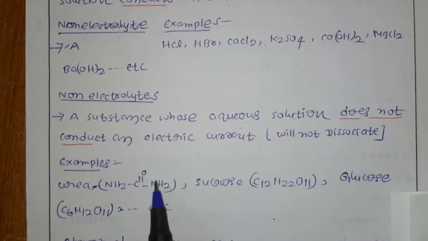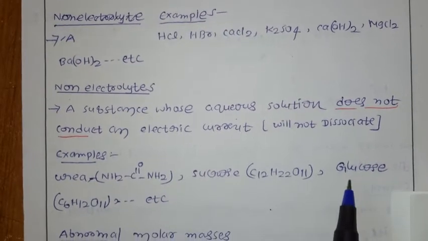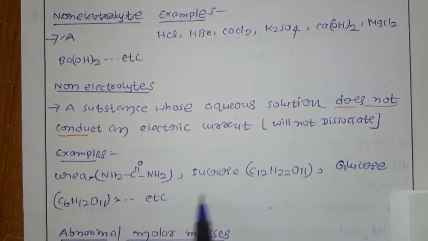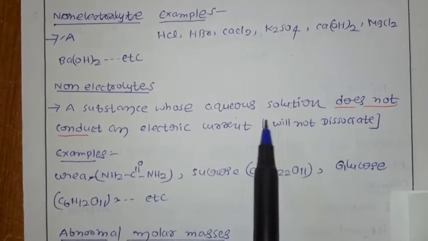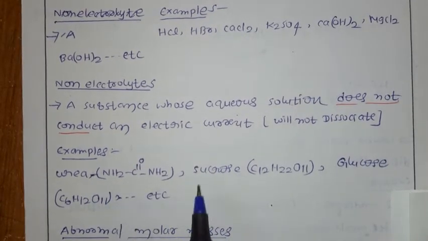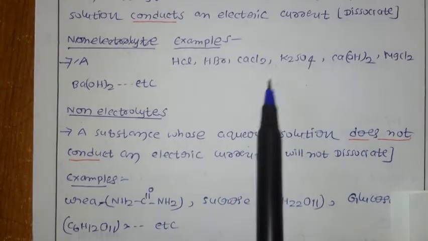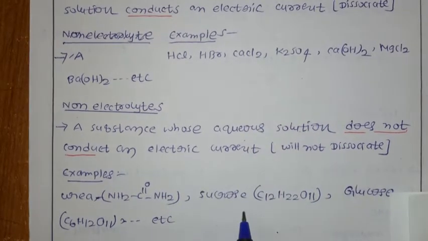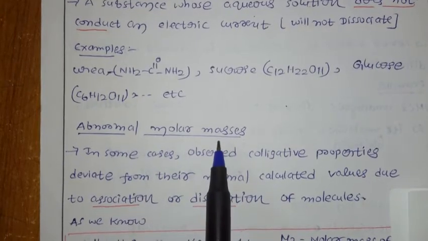Sucrose has the formula C12H22O11. Glucose, a well-known formula, is C6H12O6. If you add these in an aqueous solution, they do not produce any ions. That type of substance is called a non-electrolyte. So it is better to remember electrolytes and non-electrolytes. In numericals they will mention only sucrose and calcium chloride, so first you have to find out whether it is an electrolyte or non-electrolyte. Now let us discuss abnormal molar masses.